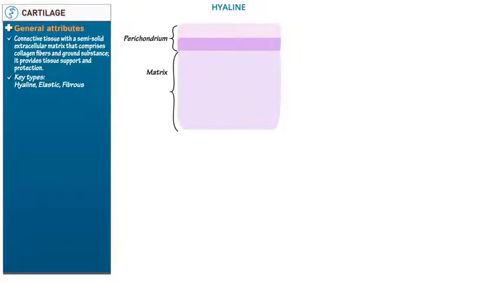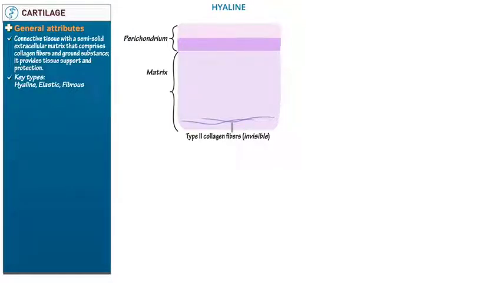First, we'll draw hyaline cartilage, which is the most abundant type of cartilage in the body. To begin, draw the following hyaline cartilage layers: the matrix, which appears glass-like under the microscope. Then draw the perichondrium layer. Indicate that the matrix comprises type 2 collagen fibers, which are invisible in standard histologic preparations.